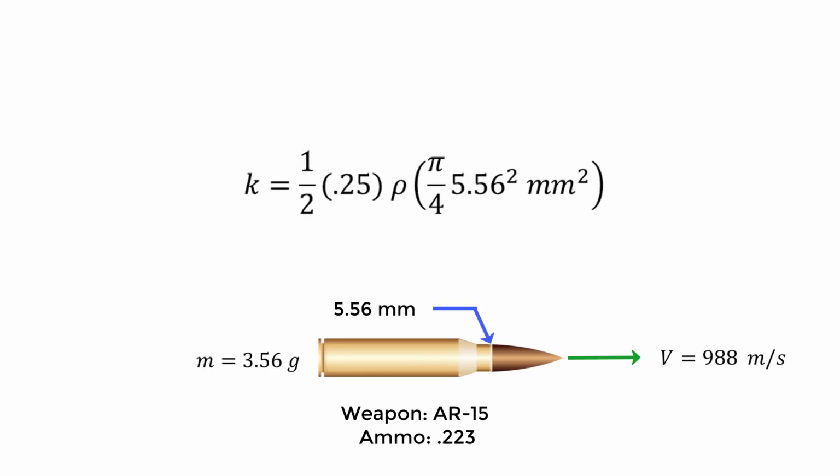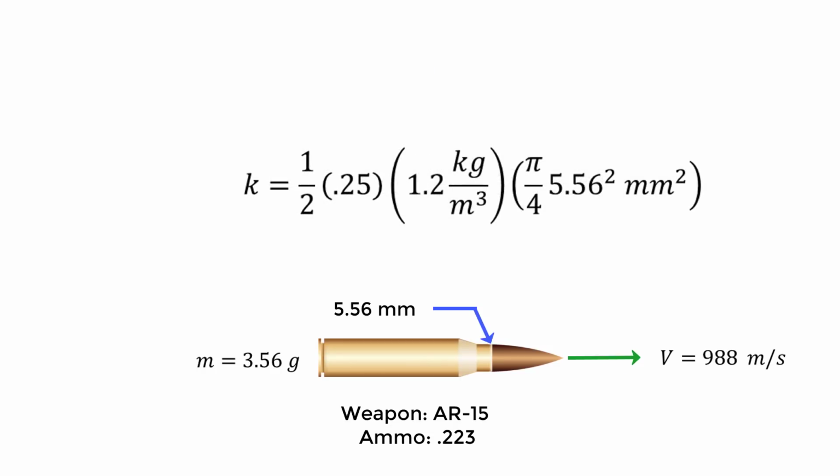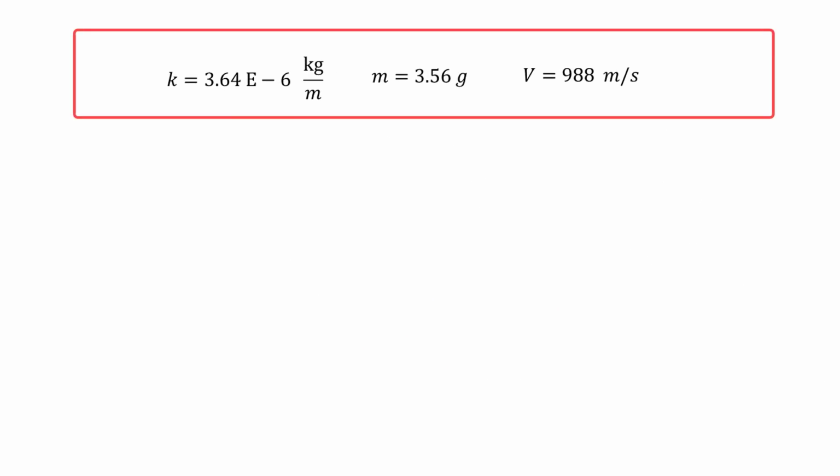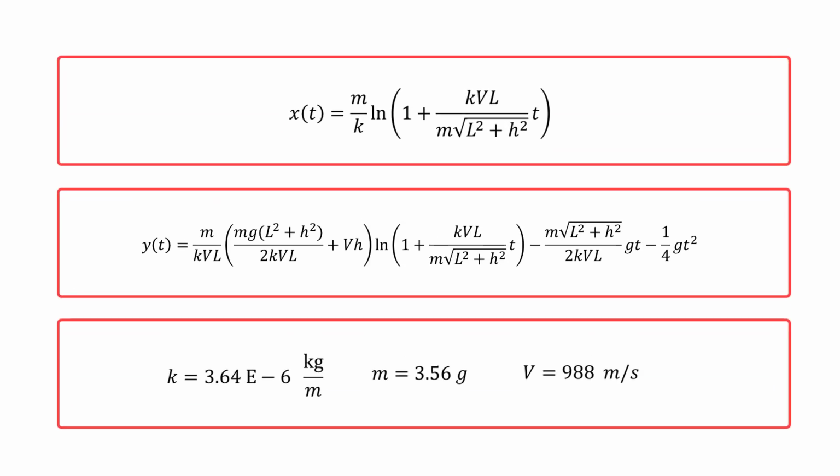Then finally, we can plug in for the density of air to evaluate K for the bullet. So using these new values, we can combine them with the previous equations that we derived to redefine the kinematics for the monkey-hunter drag problem, but this time with bullets.